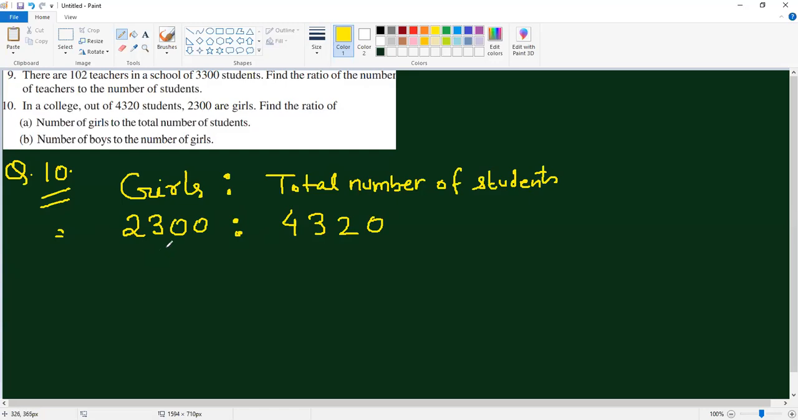So we have to simplify this. Let us check this, and this will be cancelled. Then if I divide it by 2, then it will become 115, and this will become 216. Now, do 115 and 216 have any common factor?